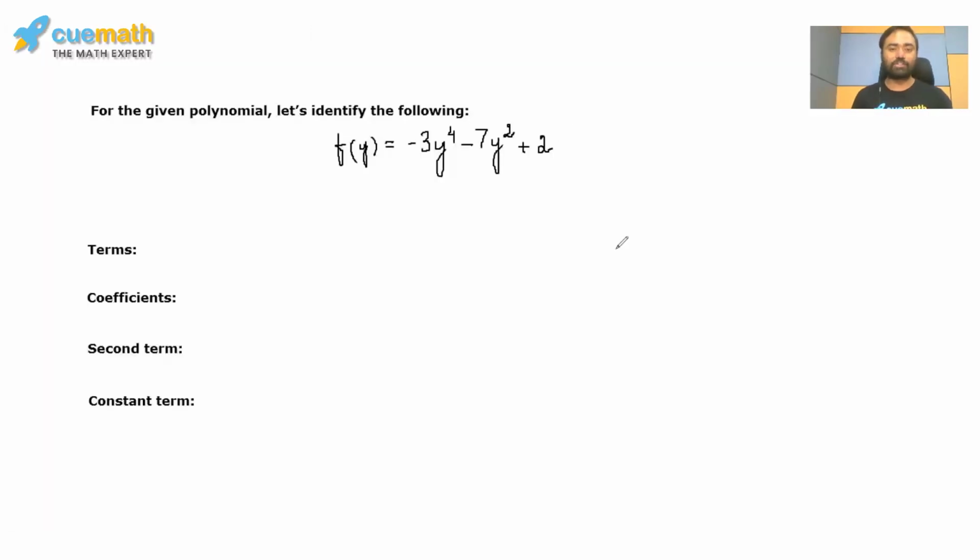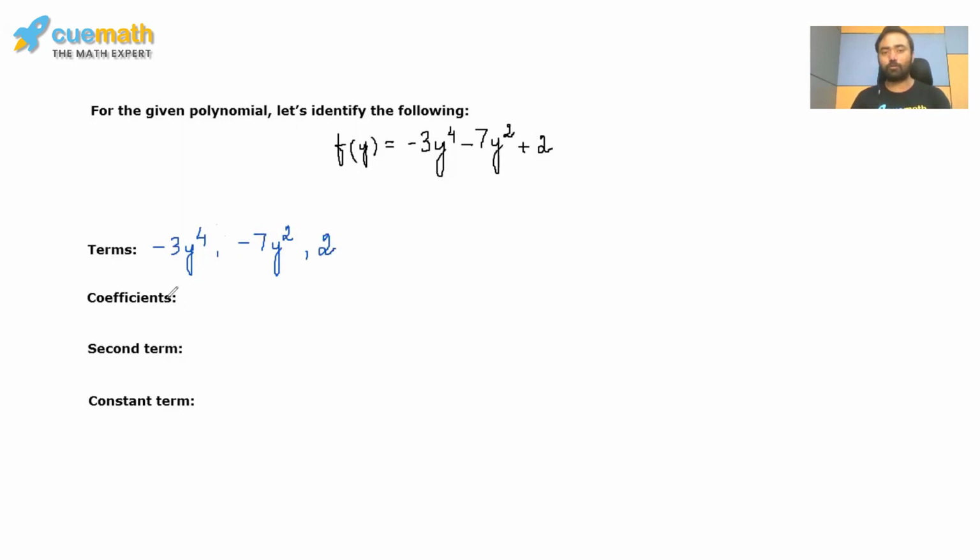So in this question, there is a polynomial given to us and we'll have to identify these things. The first sub question is that we'll have to identify the terms of this polynomial. We clearly see that there are three terms and they are negative 3 y raised to the power 4. The second one is negative 7 y raised to the power 2 and the third term is 2.